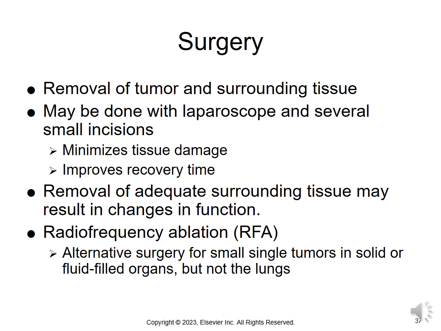Surgery involves the removal of a tumor and the surrounding tissue, including the nearby lymph nodes if required. The surgical approach can involve the use of laparoscopic and several incisions. This approach minimizes tissue damage and improves the recovery time. In some cases, removal of adequate surrounding tissue may result in considerable impact on the function, for example, in the brain or with skeletal muscle damage. Sometimes complete removal of the tumor may be impossible, but reducing the size of the mass may prevent complications and alleviate some symptoms.